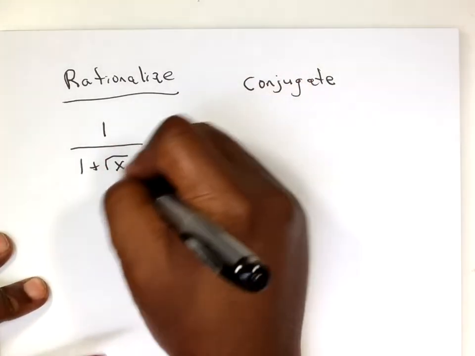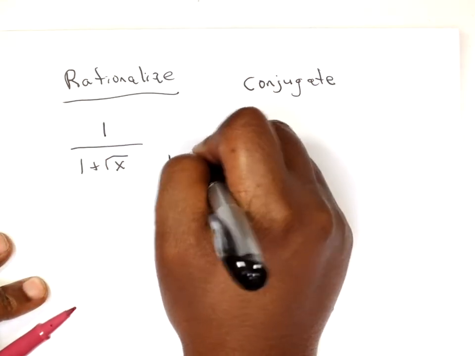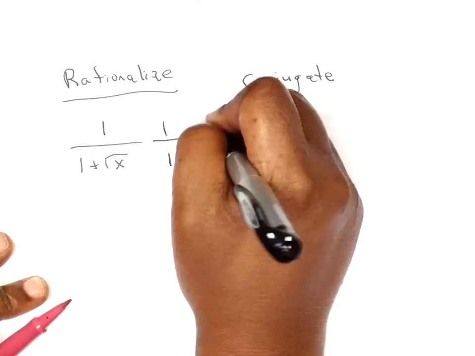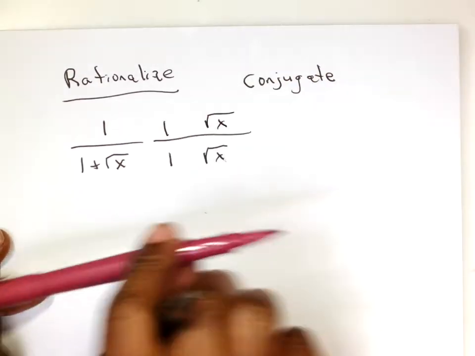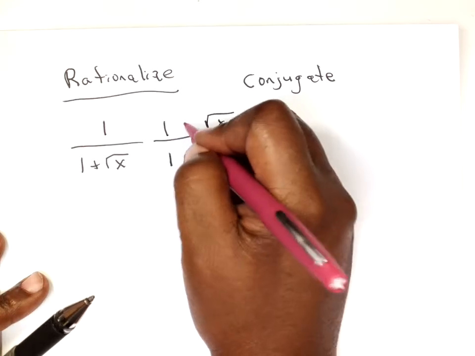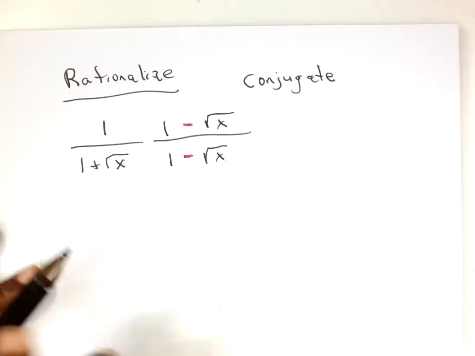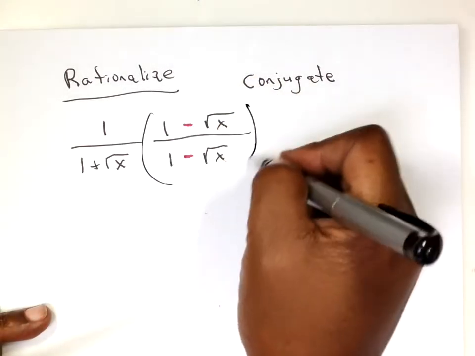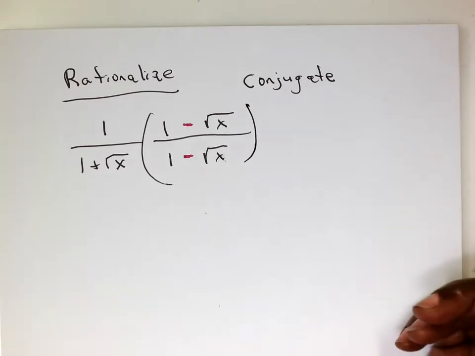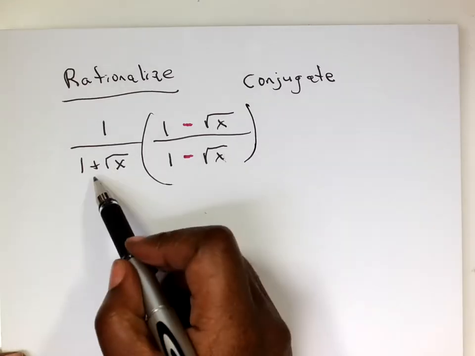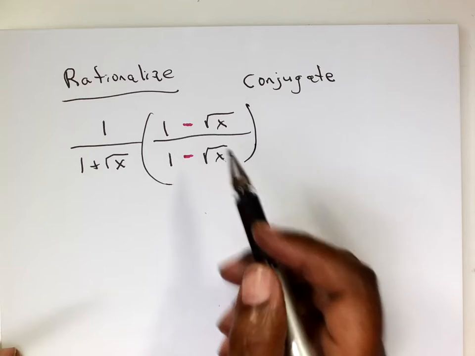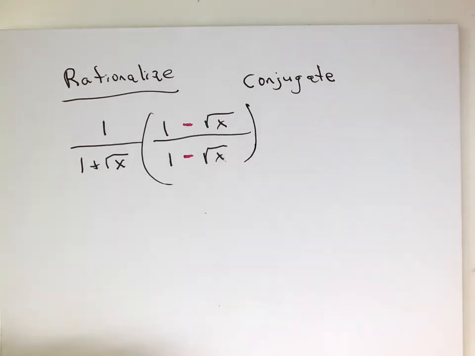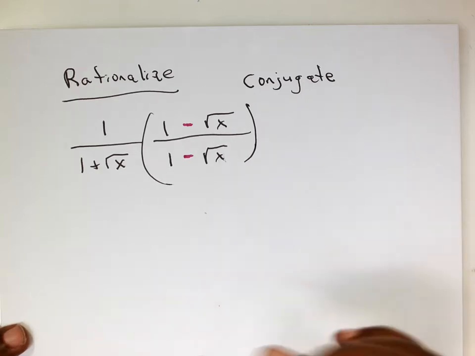So instead of 1 plus the square root of x, because it's a plus here, it changes to a minus. The terms, other than that, stay exactly the same no matter what they are. All you're doing is switching. Because it's positive, it's a negative here. And the reason you're doing that is because you're creating the difference of two perfect squares. And we know when you have the difference of two perfect squares, the middle terms always cancel out.